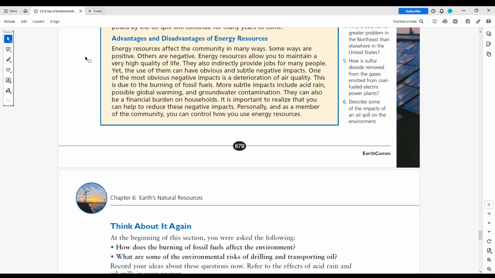One of the most obvious negative impacts is a deterioration of air quality. This is due to the burning of fossil fuels. More subtle impacts include acid rain, possible global warming, and groundwater contamination. They can also be a financial burden on households. It is important to realize that you can help to reduce these negative impacts. Personally, and as a member of the community, you can control how you use energy resources.